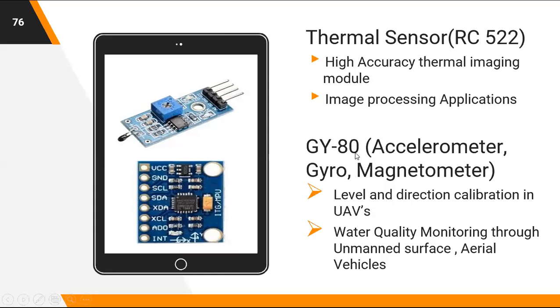Okay, next kind of sensor is the GY80 sensor. This is a combination of accelerometer, gyro, and magnetometer. Three things can be done using this single sensor. Where it plays a major role is in identifying the level and direction calibration in your UAVs. You know what UAVs are, right? They are nothing but unmanned vehicles. For example, the quality of water can be maintained without human intervention. You can use a robot-like thing or an aerial vehicle to do this without human intervention. So this GY80 plays a major role.